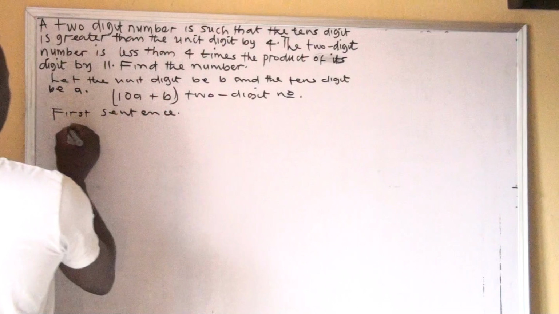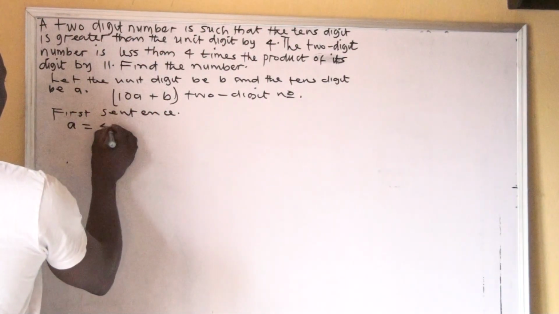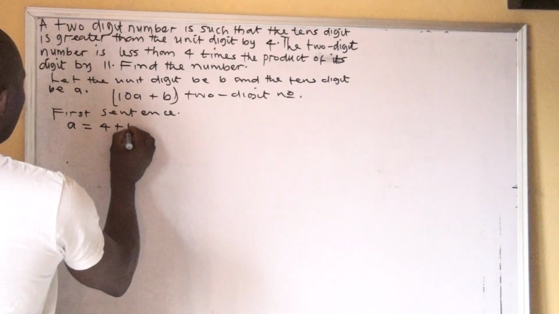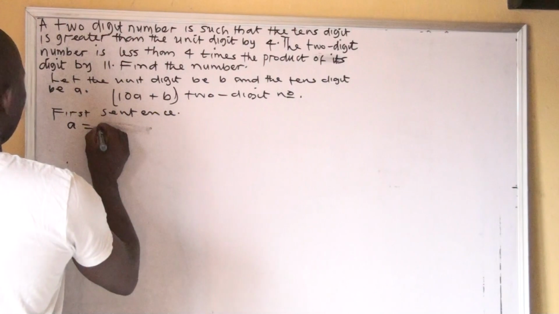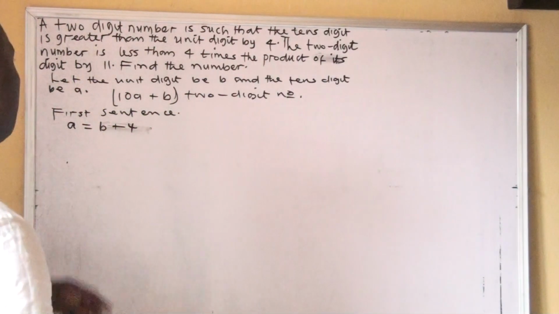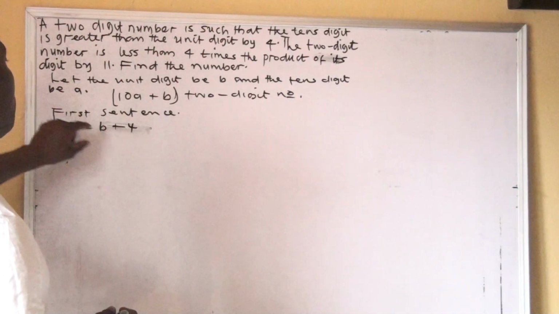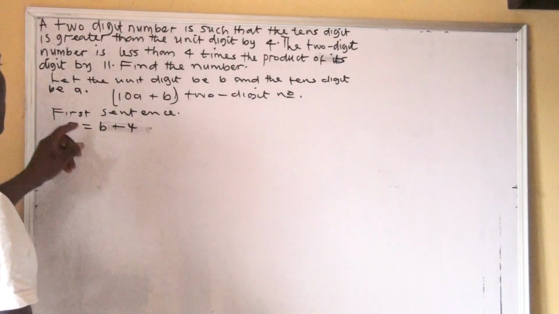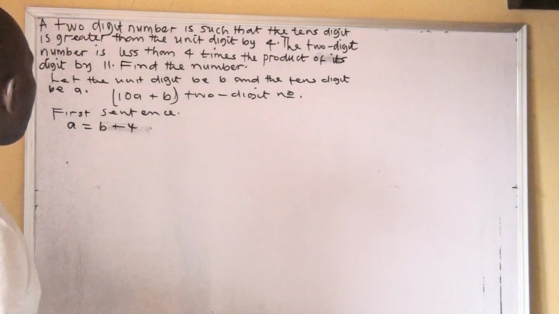That means we're saying that A is equal to 4 plus B, or A is equal to B plus 4, whichever way you state it. The tens digit is greater than the unit digit by 4, so A is equal to B plus 4. That is the first sentence.